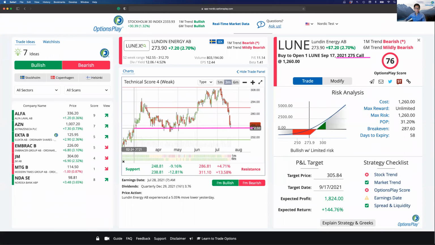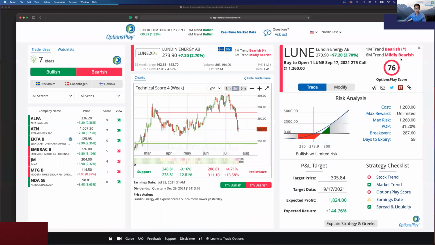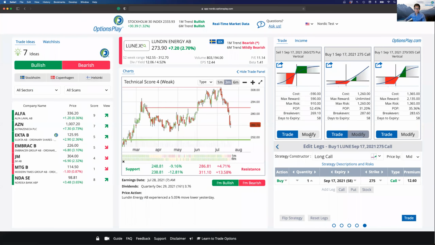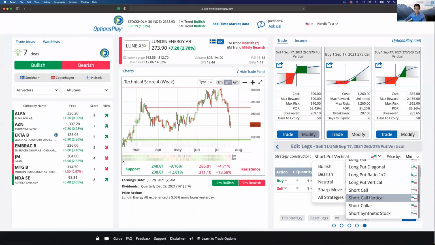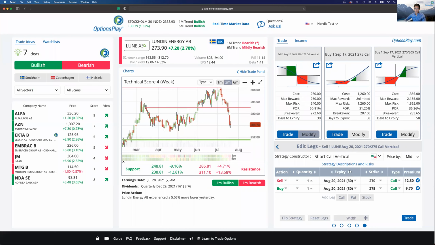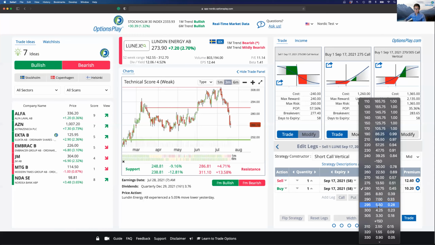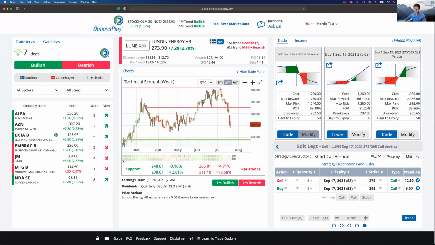Maybe you think that oil prices are heading even lower, and you think a stock like this might actually continue to move lower. So let's just also look at maybe a bearish credit spread. Let's see if we can find a bearish credit spread. Let's go out to September. Let's sell the 275, 295. Let's see. Okay, here's a good one. A 20 crown wide credit spread, and I'm collecting 760 crowns.